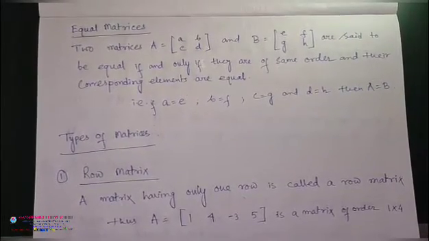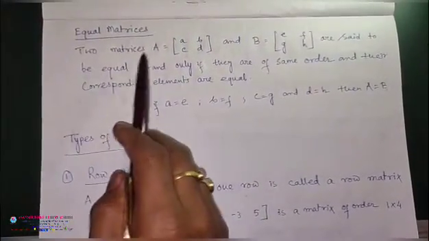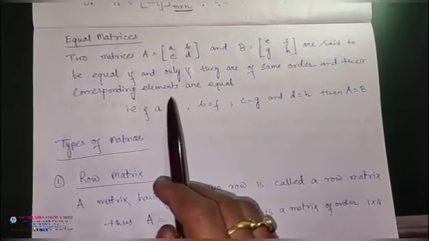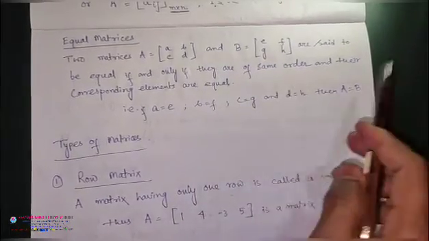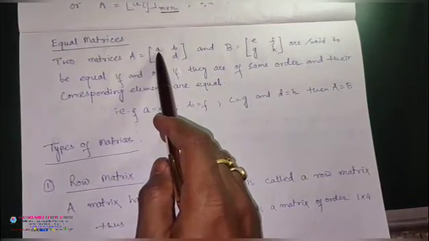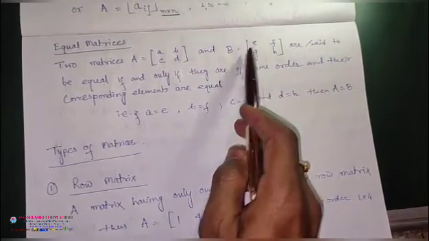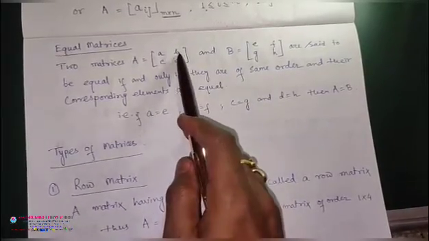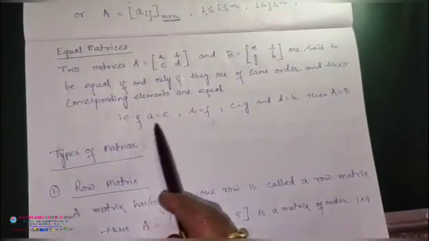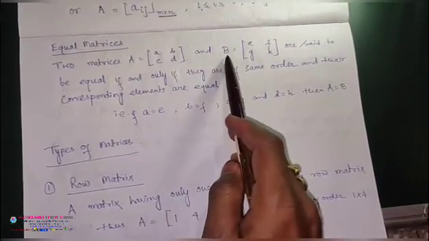Okay, now when are two matrices said to be equal? For this we have a condition of equal matrices. Two matrices A and B are said to be equal if and only if they are of the same order and their corresponding elements are equal. That means in this A matrix, the first element, that is small a, should be equal to the first element of this B matrix, that is e. So a should be equal to e. Similarly, b should be equal to f, c should be equal to g, and d should be equal to h. If these are equal, then we can conclude that capital A matrix is equal to capital B matrix.